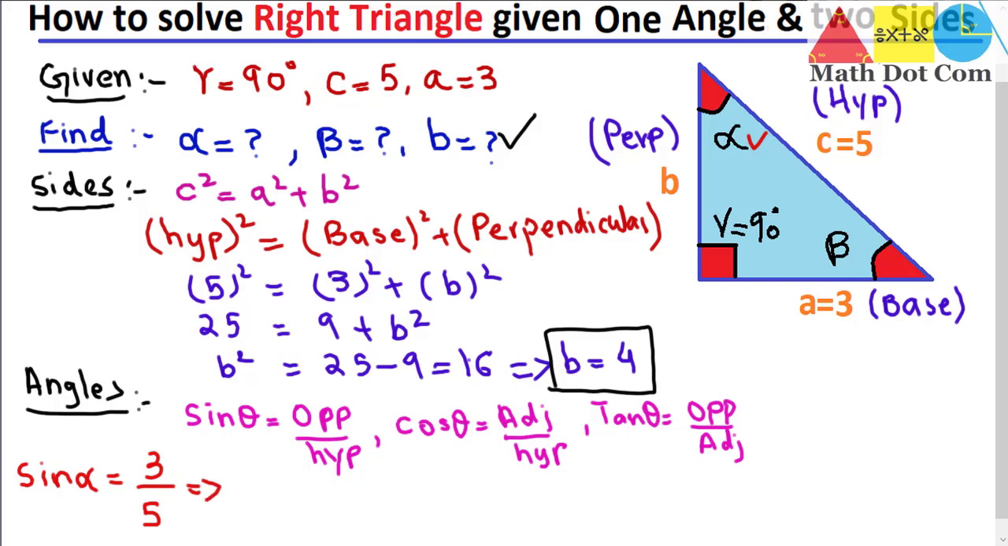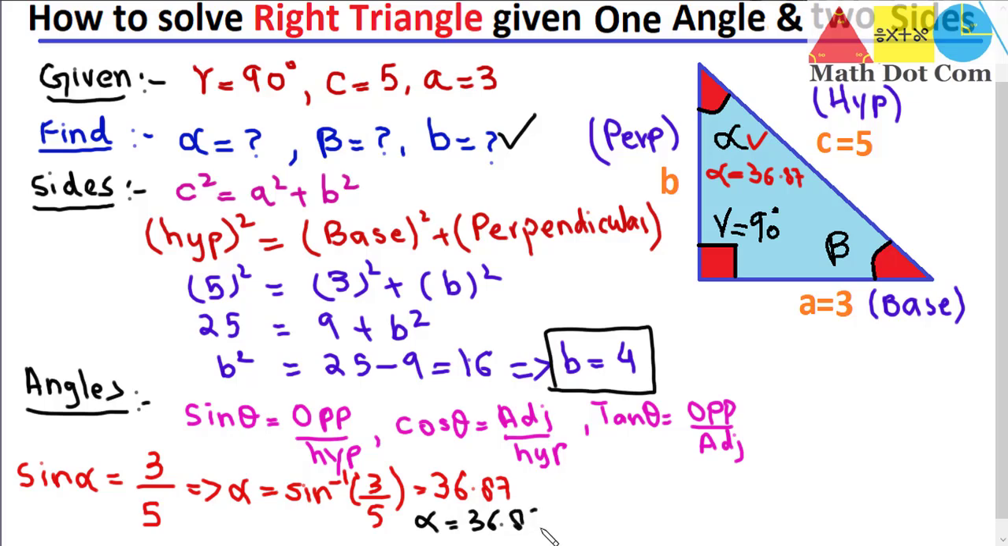So 3 divided by 5. How will we solve it? We will solve it by keeping alpha on one side and taking the sine on the other side, that is sine inverse of 3 by 5. When you use your calculator, you will get an angle. The value of that angle will be 36.87. So the value of angle alpha is 36.87. I'll write here alpha is equal to 36.87 that we have found, and I'll highlight it as well.